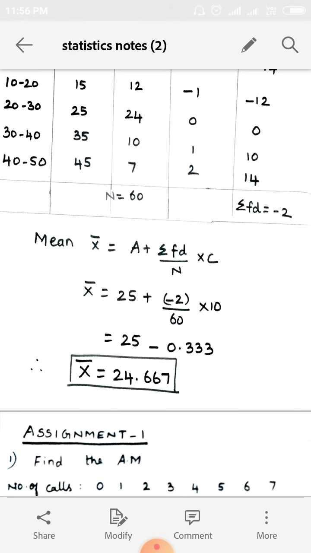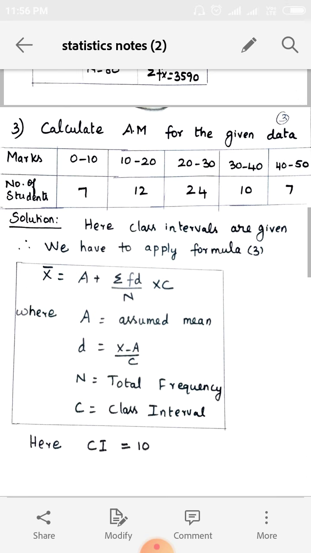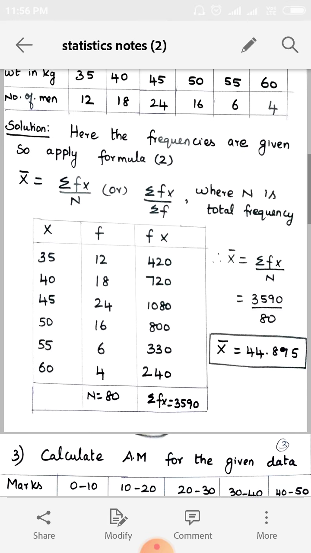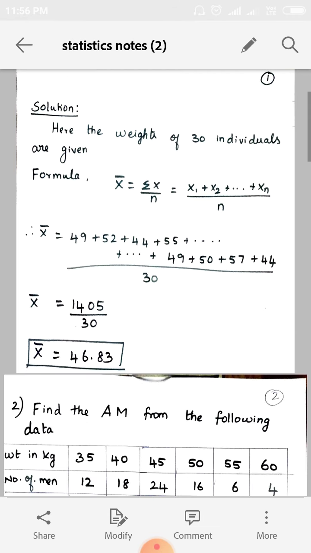So this is the problem for finding the arithmetic mean when the class intervals are given. See the first type: simply the raw data, 30 values are given. We have to find the arithmetic mean. Simple. Adding all the 30 terms divided by 30, we get the arithmetic mean.